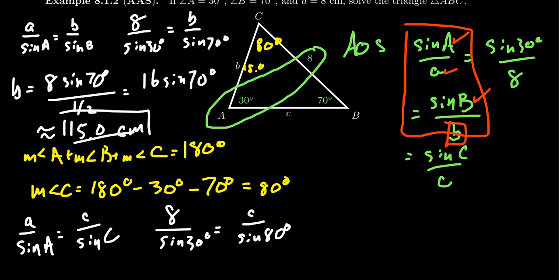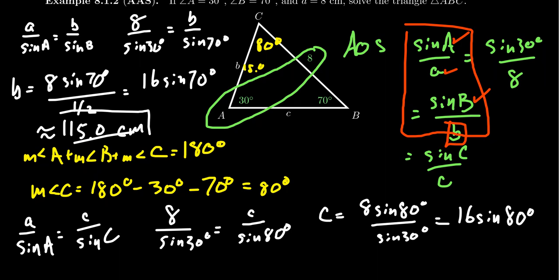So again, multiplying both sides by sine of 80 degrees, we get C equals 8 sine of 80 degrees over sine of 30, which, remember, sine of 30 is again 1/2. If you divide by 1/2, that's multiplying by 2. So C is equal to 16 sine of 80 degrees. That gives us the exact value.